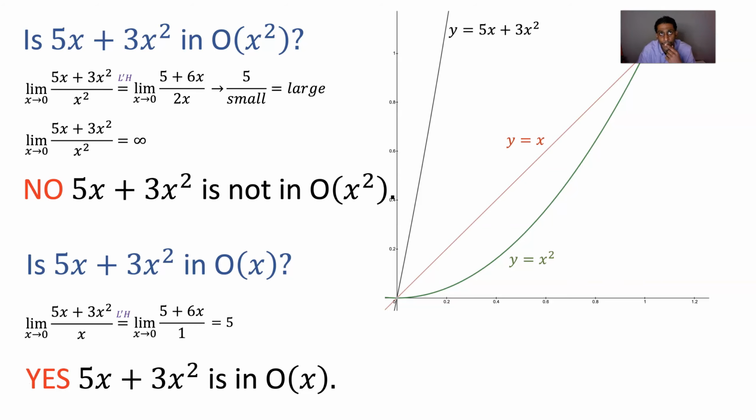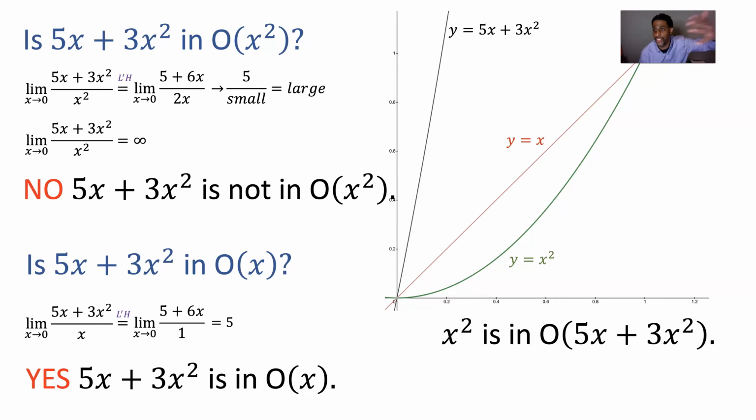Now, let's look at it from the Taylor, actually, you know what, let's try to flip it though. So imagine these limits being reversed, where we look at it like, is x squared in big O of 5x plus 3x squared? If you flip this limit, you'll end up with a constant. Everything will happen the same way. It'll be 0 over 5. It'll be 0. Okay.